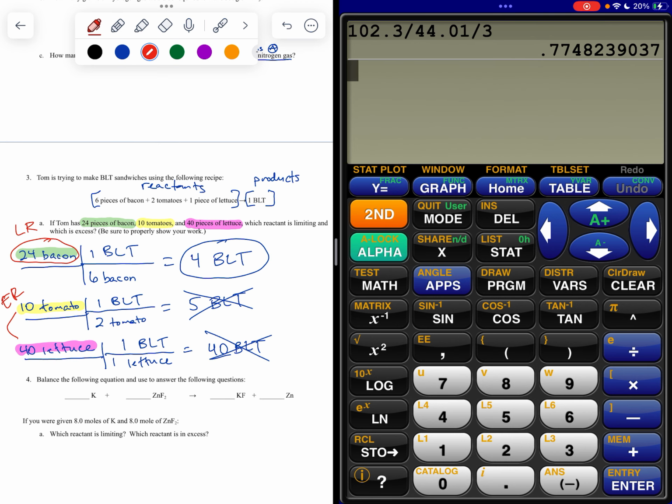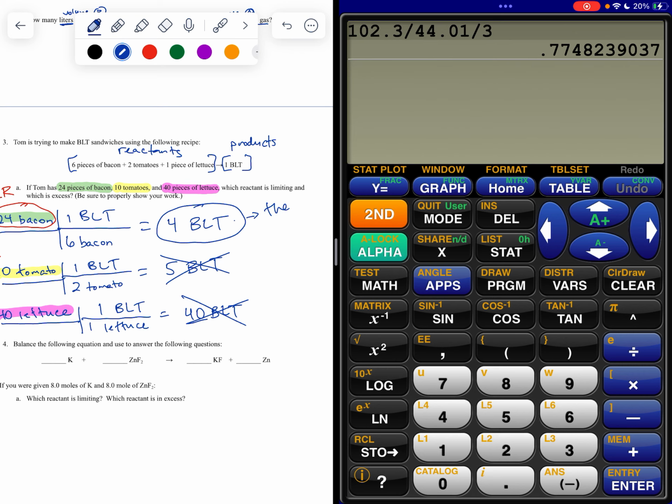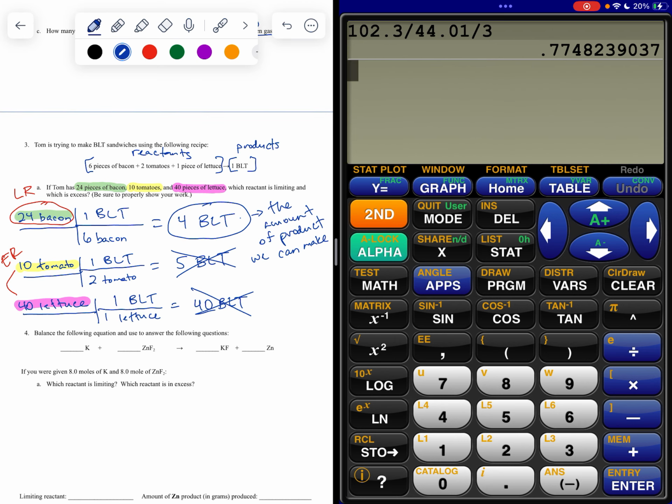And the whole idea behind this type of analogy is so that we can more accurately or more easily figure out, okay, when we start with 2 or more things in terms of an amount, one of those is going to run out first. So we have to figure out which can make the least amount of product, and I can make no more than this. So 4 BLTs, this is the amount of product we can make. Right? That's the amount of product that we can make. So it's always the smallest one.